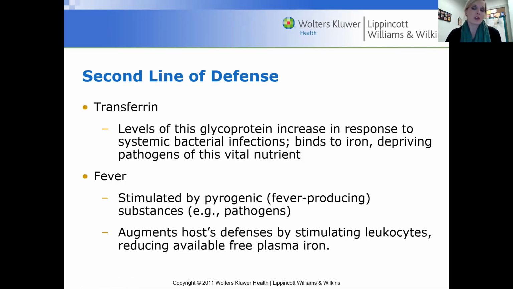Another goal of fever is to increase our body temperature. We talked about how part of our skin defense is the temperature of our skin. But now that the pathogen is in our body, we can do the same thing with temperature. As we increase the temperature of our body, it's working to kill off pathogens, because some can't survive that high a temperature.